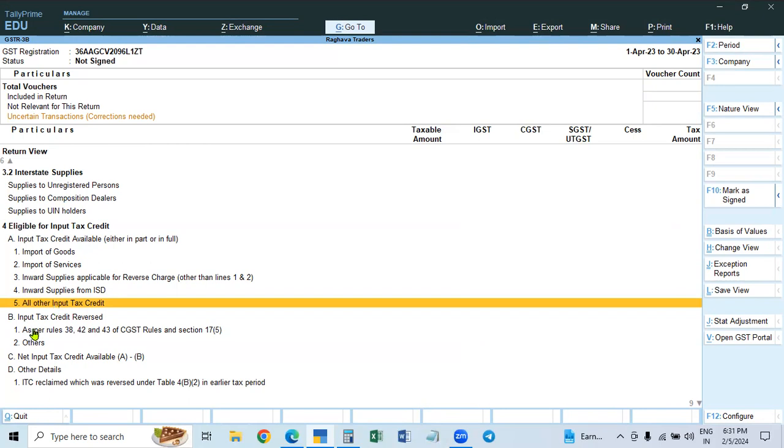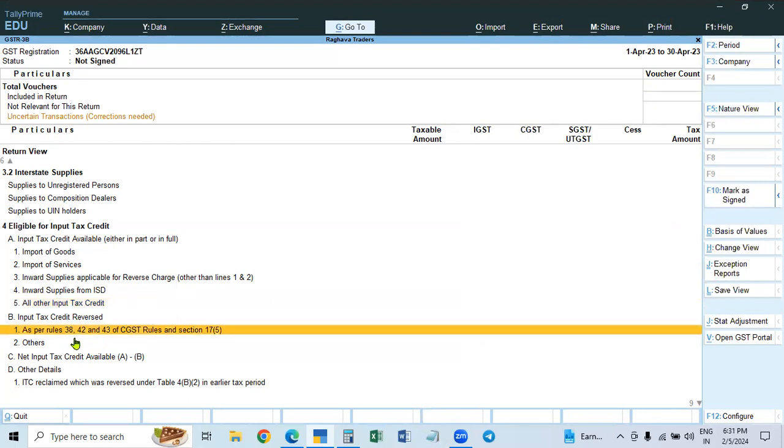Next one is input tax credit reversal. Under this rule 42, how much do we have to reduce? 80,000 we have to reduce. We have to reverse 80,000. 20,000 we are eligible for. So 80,000 we have to reverse under rule 42, that is GST 40,000 and 40,000. 40-40 we reverse.